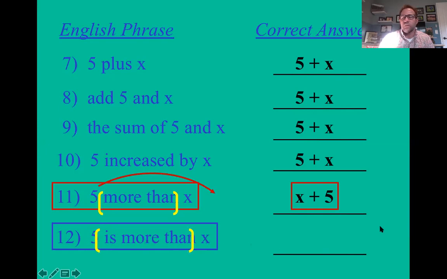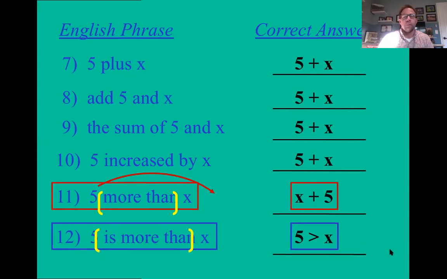And how do we say something's more than or something is greater? We would write it like this: 5 is greater than x. Okay, and so that's why I gave this one a red special box and this one a blue special box, because they do not follow the pattern. Most of the time you'll see this pattern, but these did not follow the pattern.